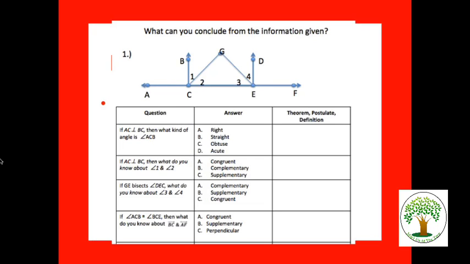The question is, if AC is perpendicular to BC, what kind of angle is ACB? So we have to do that one first. I'm going to mark my diagram. We said that AC is perpendicular to BC. That's right there. And ACB is right there. What kind of angle does it have to be? A right angle. Why? What's the definition?